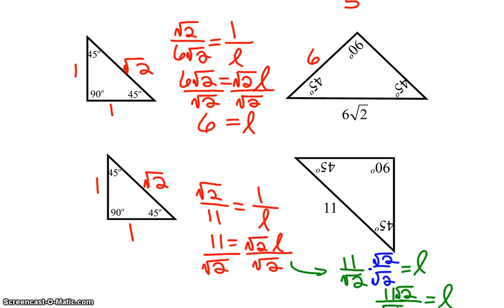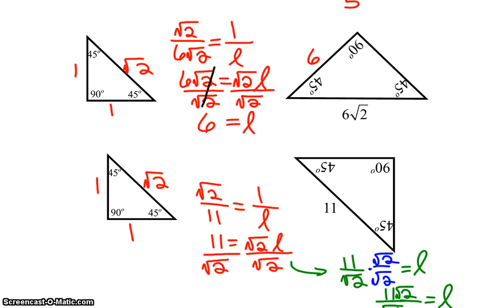The first example is not too bad. The square root of 2 from the parent matches with 6 square roots of 2 from the new, the same way that 1 matches with the leg. Set up your proportion, cross multiply, divide by the square root of 2. The square root of 2's cancel, and you get 6 for the leg.